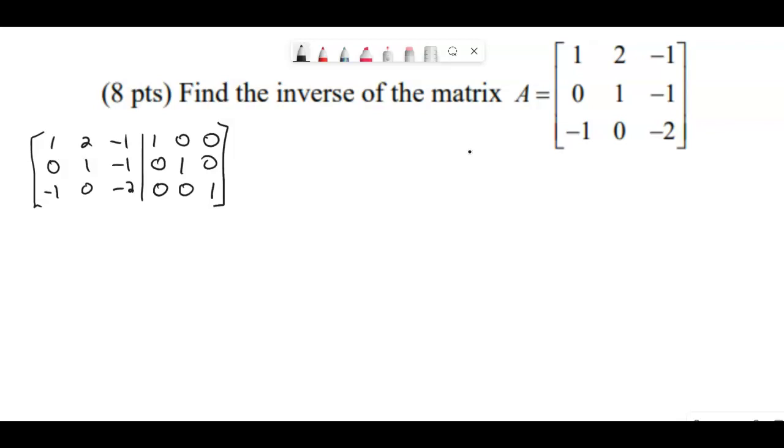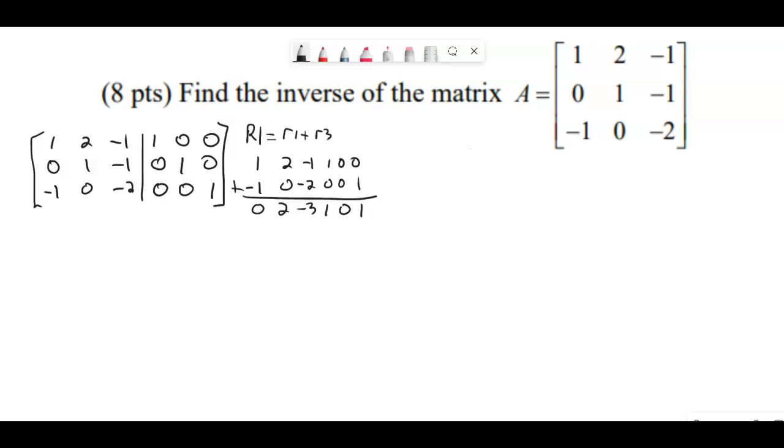Okay, starting off, we can do row 1 plus row 3. Let's stick with the notation: new row 1 equals old row 1 plus old row 3. So row 1: 1, 2, negative 1, 1, 0, 0. Row 3: negative 1, 0, negative 2, 0, 0, 1. Adding up, we get 0, 2, negative 3, 1, 0, 1. And that's our new row 1.